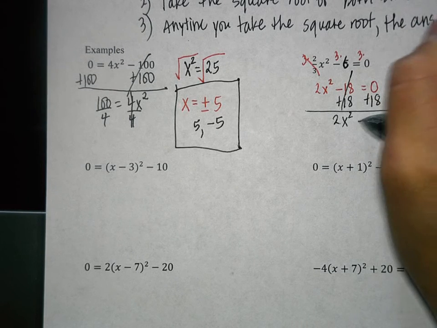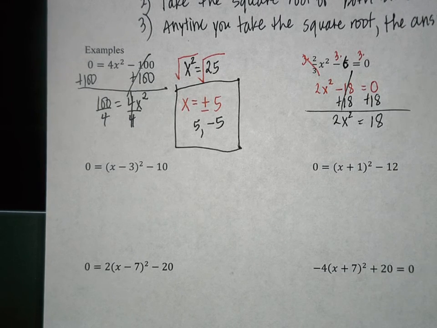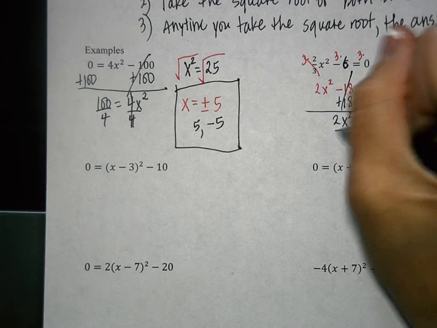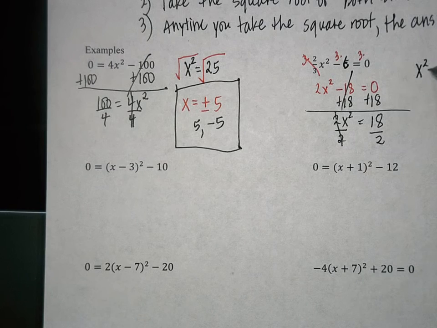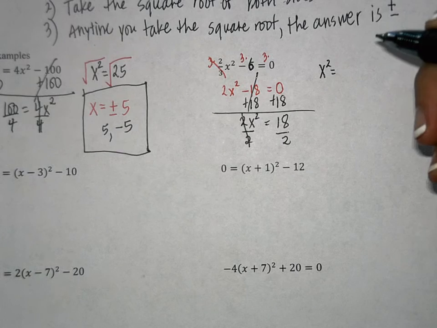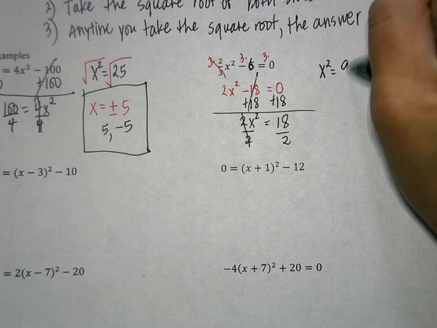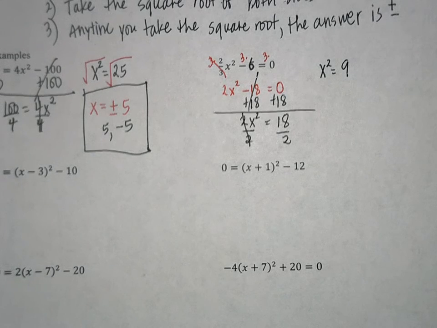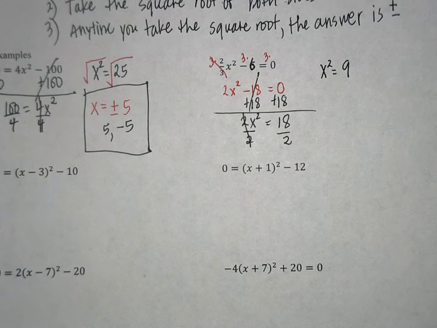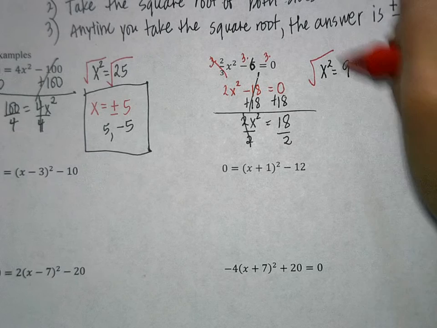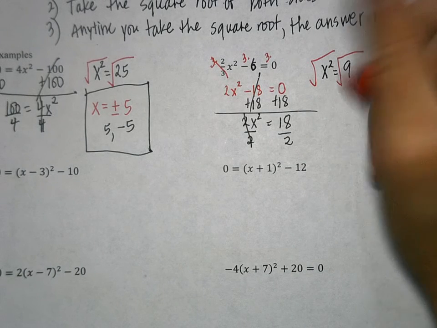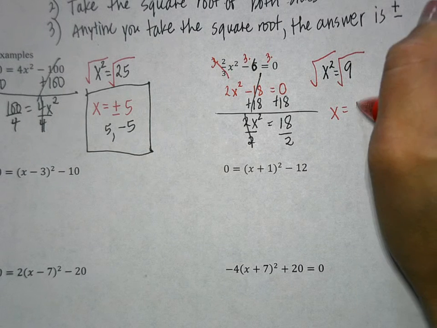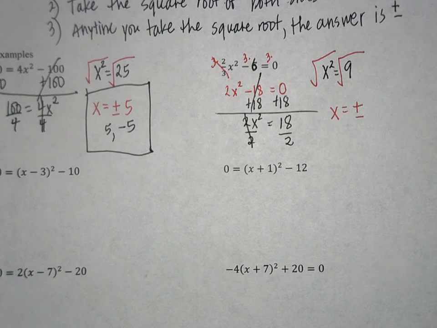2x squared equals 18. What will I do next? Good. Divide by 2. I have x squared equals 9. And then the last step in order to solve for x is to square root both sides. And anytime I take the square root, my answer will be plus or minus. Good. Plus or minus. And then what is the square root of 9? 3.